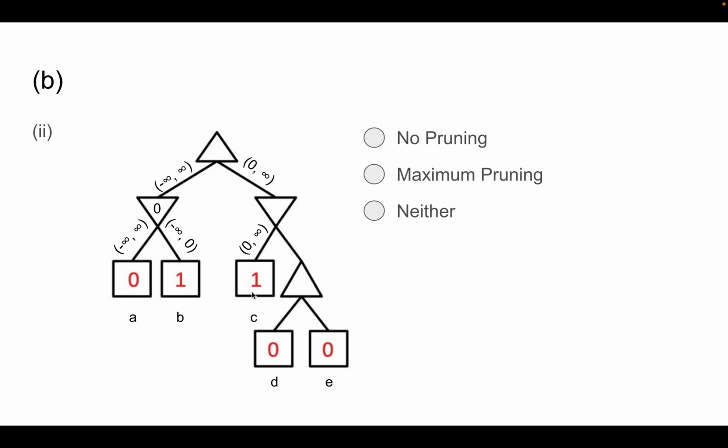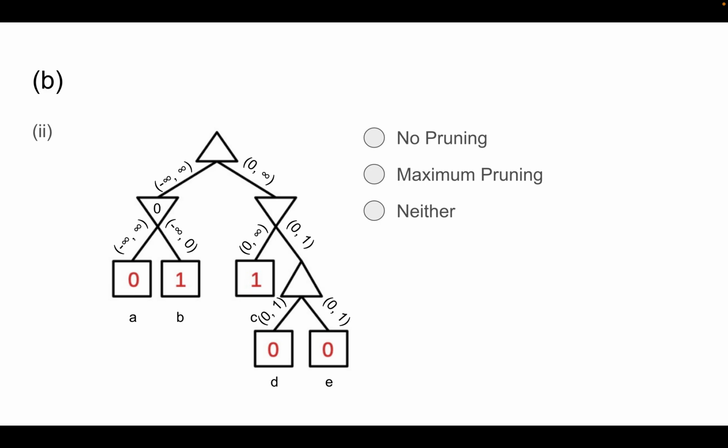We see that the value of C is equal to 1. And since its parent is a min node, we're going to update beta and then pass down that alpha, beta pair of 0, comma 1 down to the next child, which is D. We pass down 0, comma 1 to D. We look at D's value, which is 0, and since its parent is a max node, we would be updating alpha here. But since alpha is already equal to 0, we don't really need to update anything.